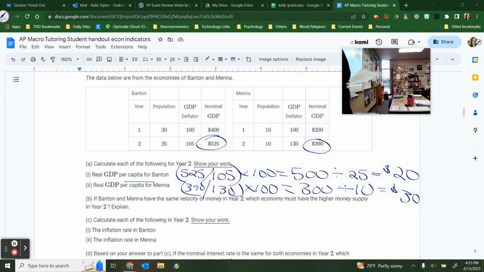All right, B. The velocity of money. Which equation am I using? MV equals PQ. Okay, so the PQ side: P is price level, Q is real GDP. If you put price level and real GDP together, you're going to get nominal GDP. So this side is nominal GDP.